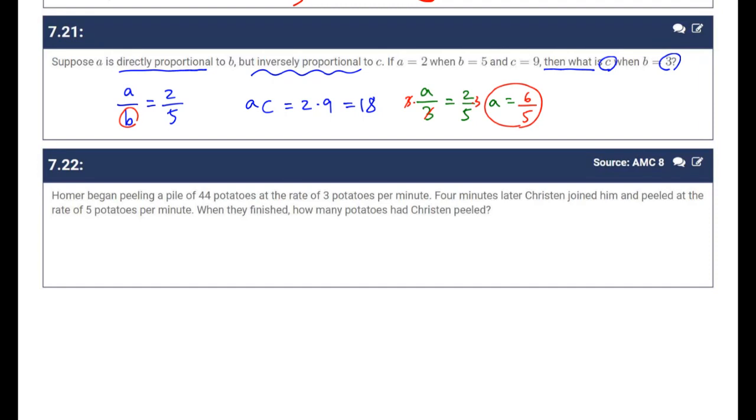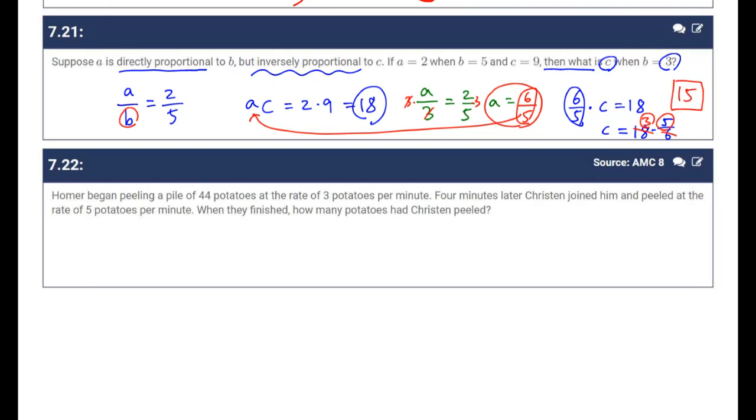And I'm going to plug that 6 over 5 into this A this time. So that'll be 6 over 5 instead of A times C equals 18, right? So C in that case will be 18 times its reciprocal, which is 5 over 6. So 6 goes in here 3 times, and 3 times 5 equals 15. That's the answer for 21.